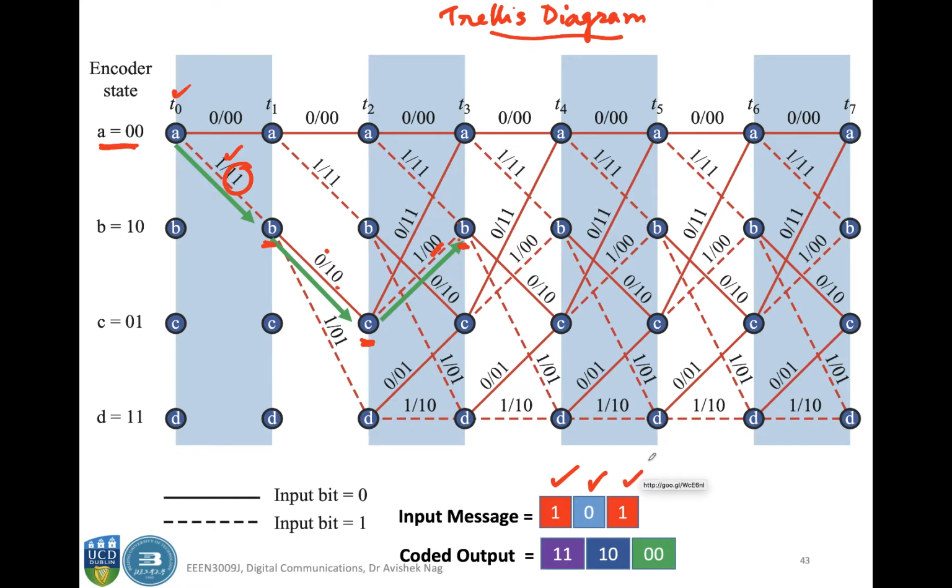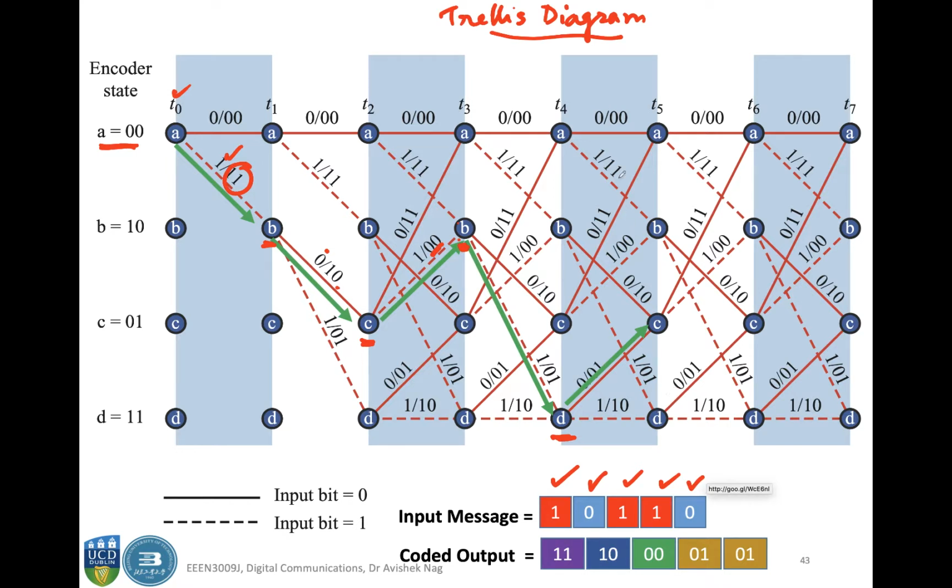So this is the path that you will be following, and the coded output will be 00. Now let's say the input is 1 again, and we are at state B here. So at state B, if your input is 1, then you go to state D with an output 01. So the coded output here will be 01. And at t equal to t4 you are at this state. Now again, let's say your input is 0. So from state D, if your input is 0, you go to state C with an output 01 again.